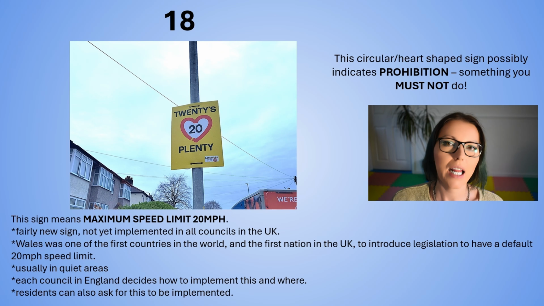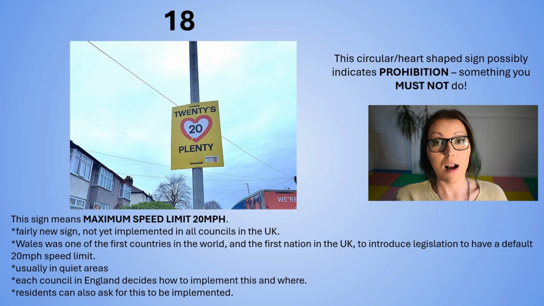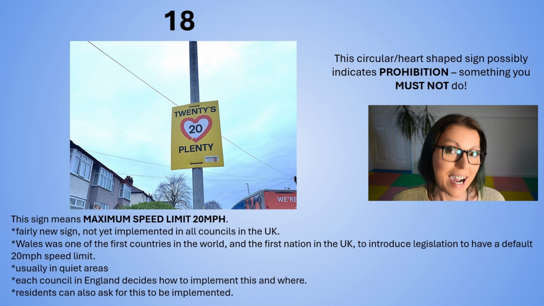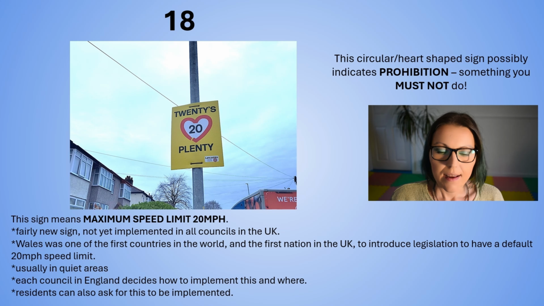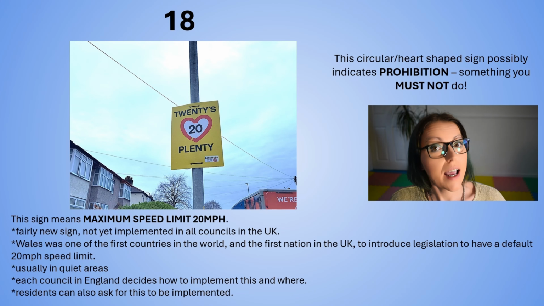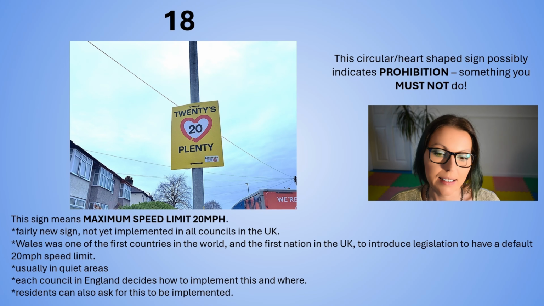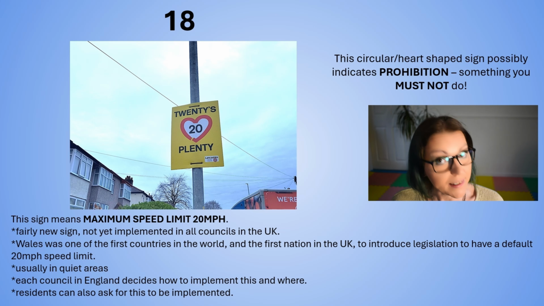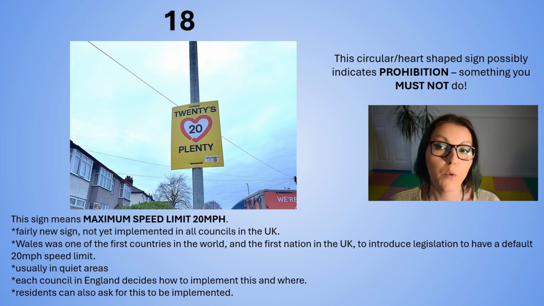And this kind of sign is usually found in quiet areas. Each local council in England decides how to implement this speed limit and where. And according to my research, residents of a certain area can also ask for this to be implemented. And like I said, it's usually found in quiet areas, also areas around schools, and where children might be crossing, playgrounds and stuff like that.